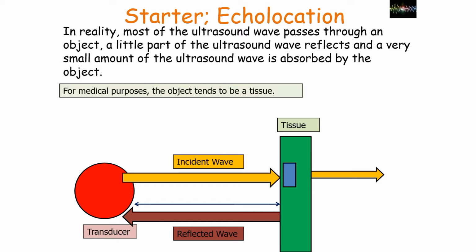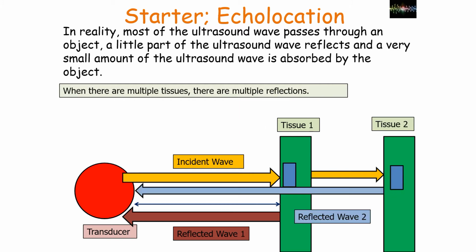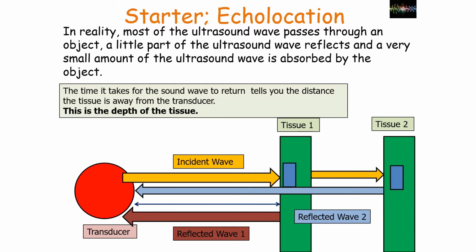Now, for medical purposes, the object tends to be a tissue, like a blood vessel or the skin or muscle tissue. When there are multiple tissues, there are going to be multiple reflections. But remember, you can only measure multiple reflections if not all of the wave is reflected back. There's only partial reflection of the wave, and there is some transmission of the wave through a tissue. The time it takes for the sound wave to return tells you the distance the tissue is away from the transducer. So it tells you the depth of the tissue.